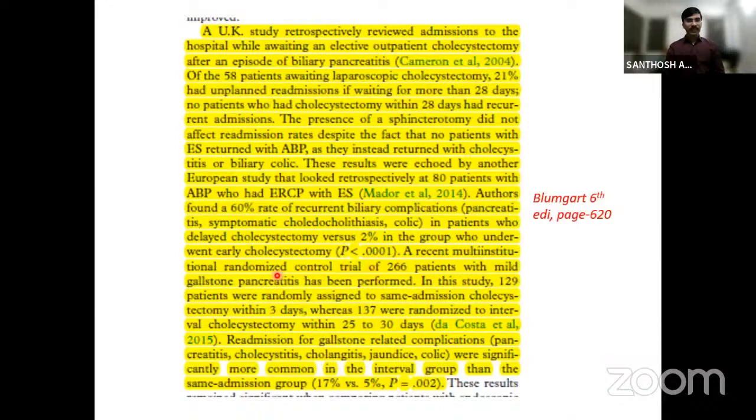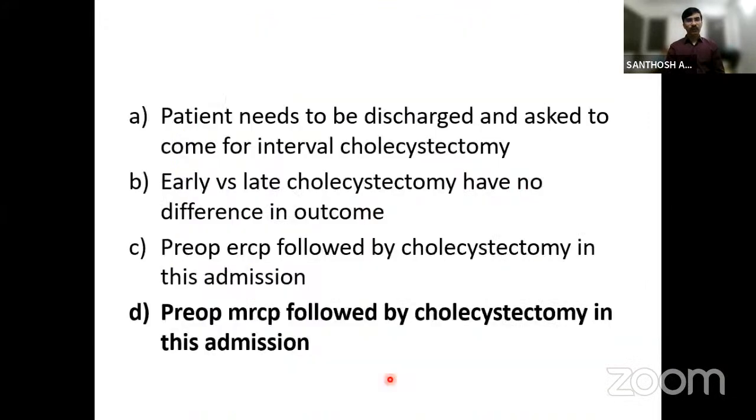And a recent multicentre RCT also showed that 129 patients were randomly assigned for early cholecystectomy and 137 for delayed. Readmissions for gallstone-related complications were significantly more common in the interval group. So the patient should not be discharged if it is mild acute biliary pancreatitis. Do an early cholecystectomy. Late cholecystectomy has more gallbladder-related complications.